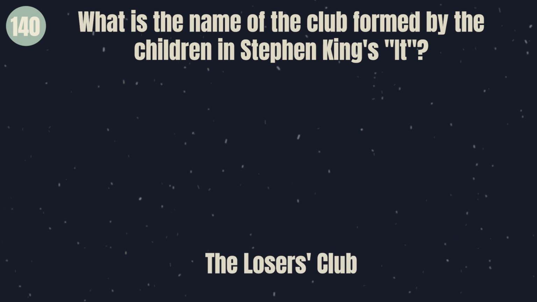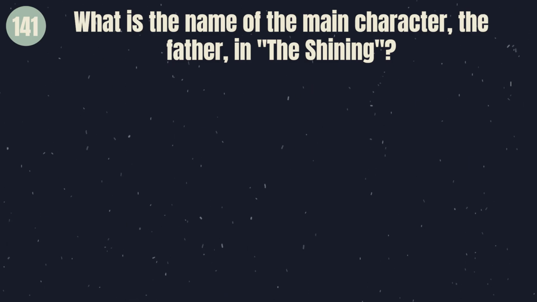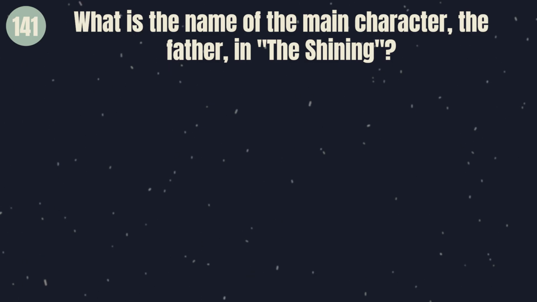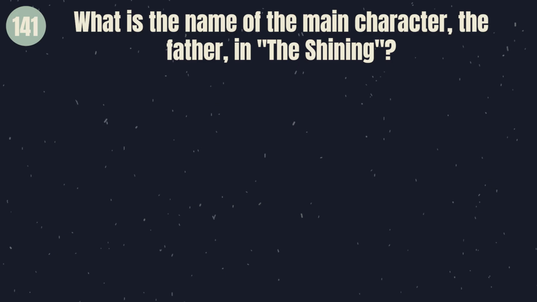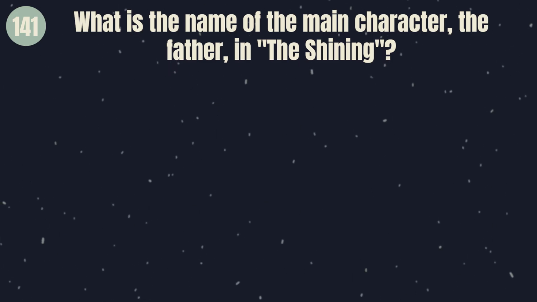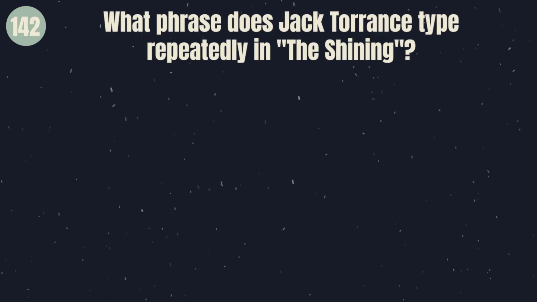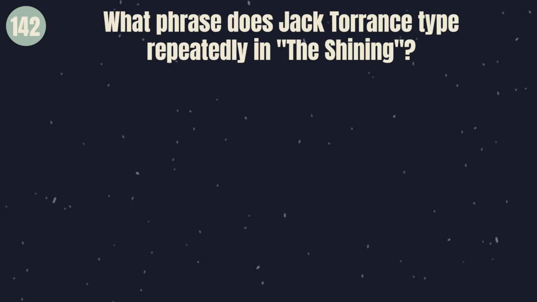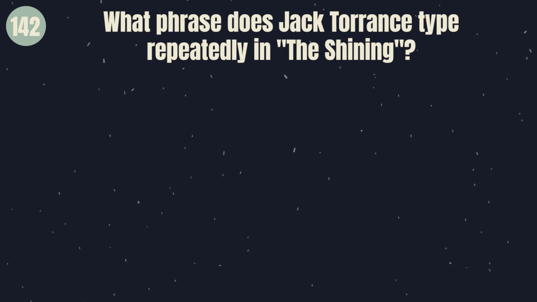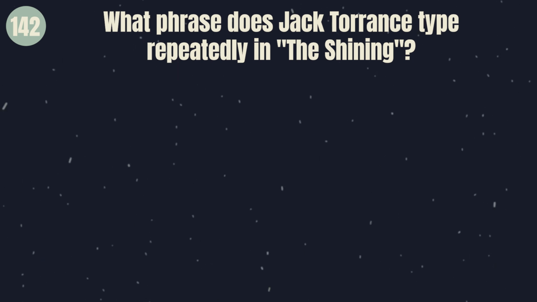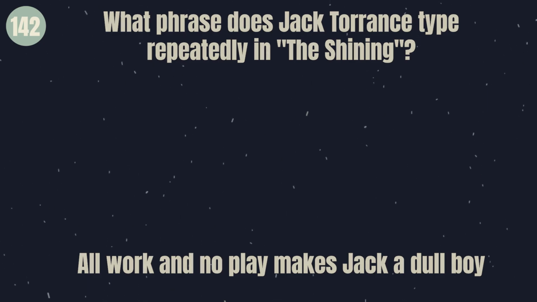The Losers Club. What is the name of the main character, the father in The Shining? Jack Torrance. What phrase does Jack Torrance type repeatedly in The Shining? All work and no play makes Jack a dull boy.